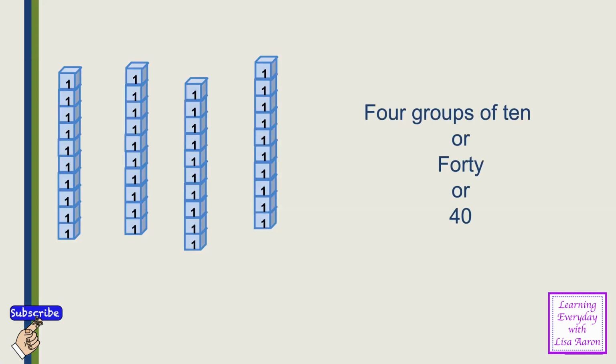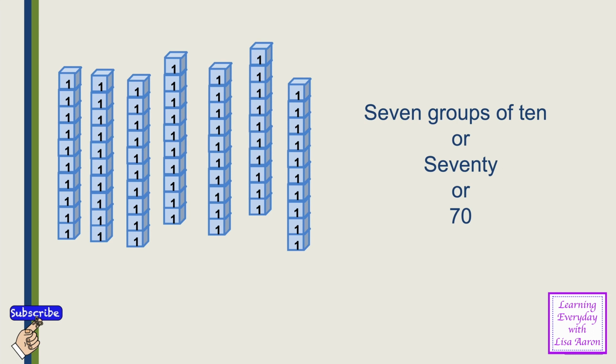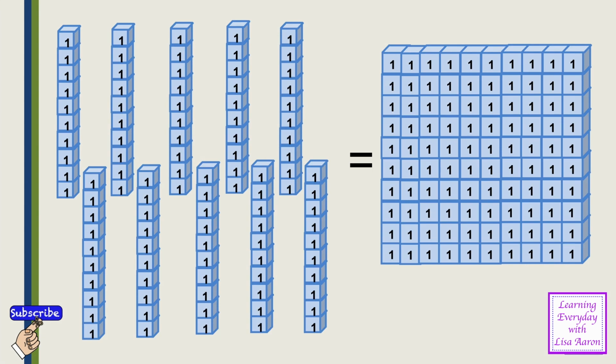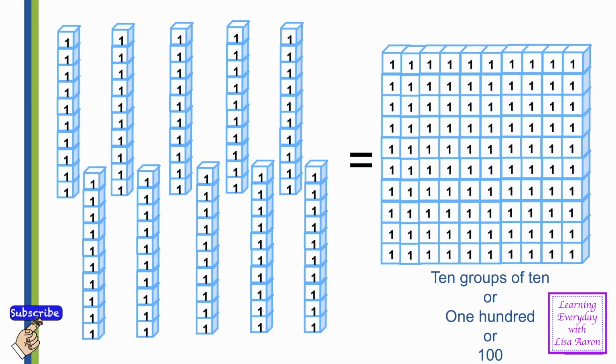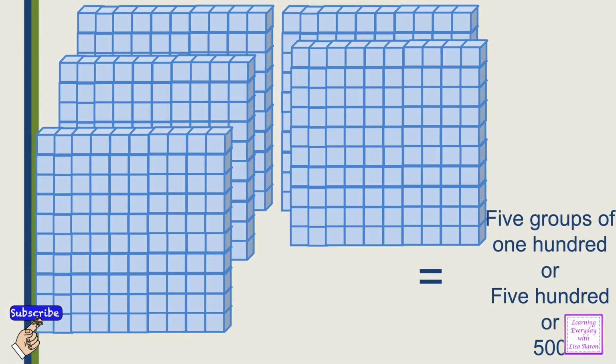Four groups of 10 or 40. 7 groups of 10 or 70. 10 groups of 10 or 100. 3 groups of 100 or 300. 5 groups of 100 or 500.